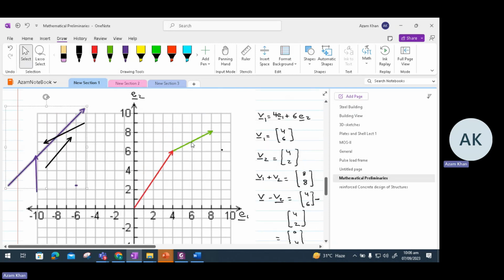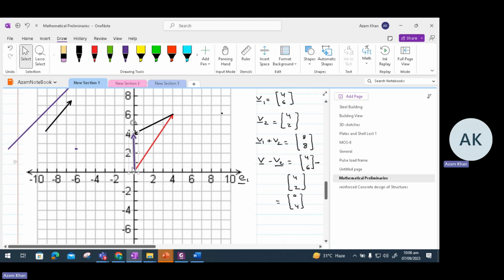So multiplying minus 1 with this green vector would mean that the magnitude stays the same, but the direction becomes opposite. The black one is the same vector as the green vector, but its direction has become opposite and its magnitude is the same. So we put the black vector at the head of the red vector. Finally, we get a resultant vector which is 0, 4, and this vector is shown by the purple vector, and its direction is in positive E2, so 0, 4. That's how we subtract the two vectors.